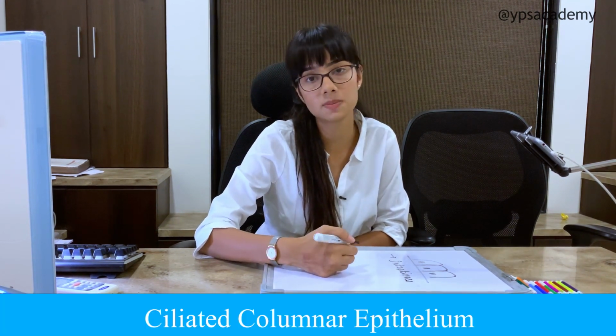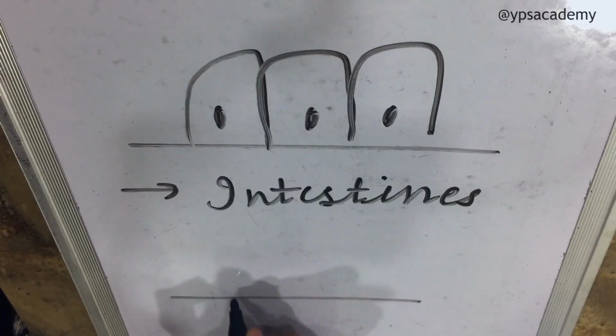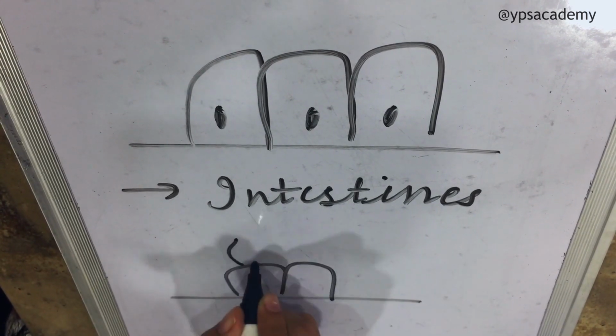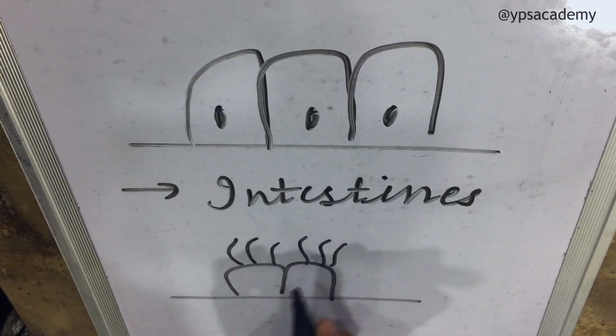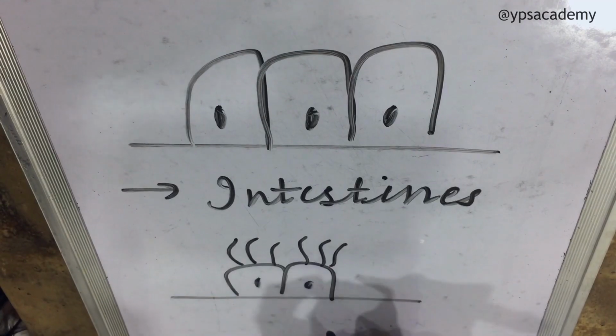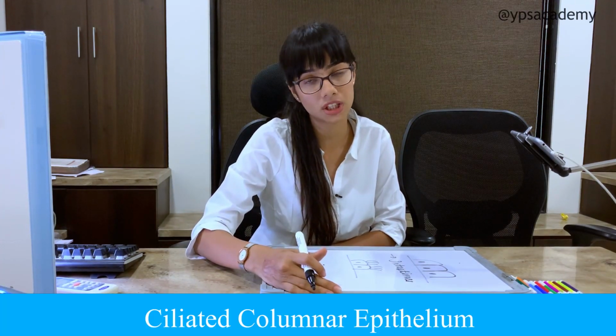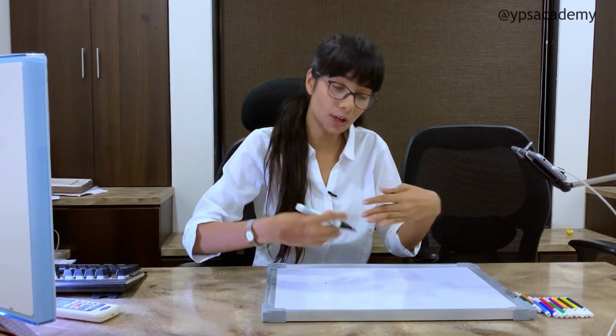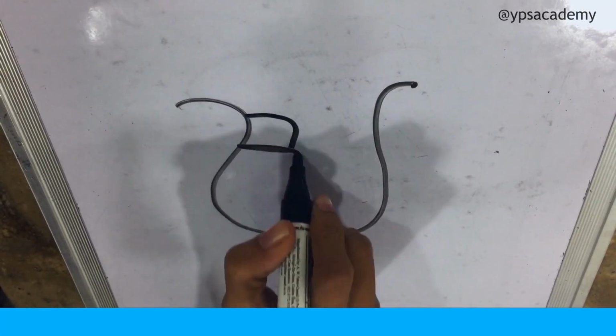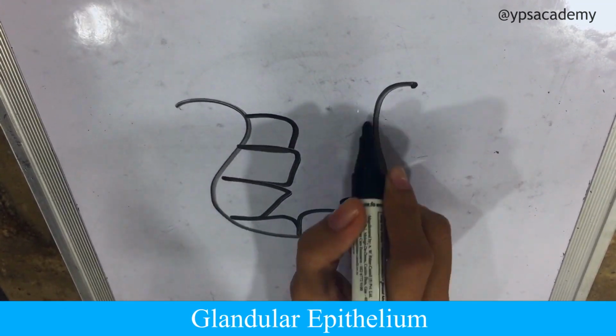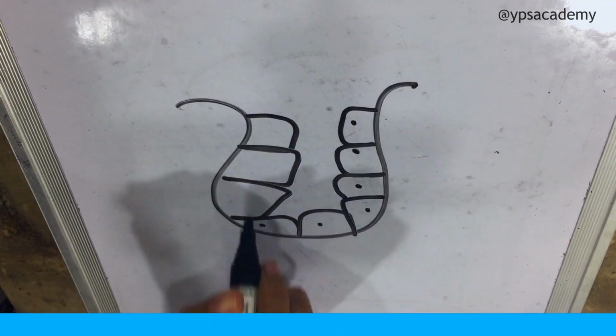Now a special type of columnar epithelium is found in the respiratory tract, called the ciliated columnar epithelium. The cilia are hair-like projections on the surface of the columnar epithelium, and the cilia beat and clear the respiratory tract of the secretions in them. Now sometimes the epithelium folds inwards and forms a multicellular glandular structure called the glandular epithelium.